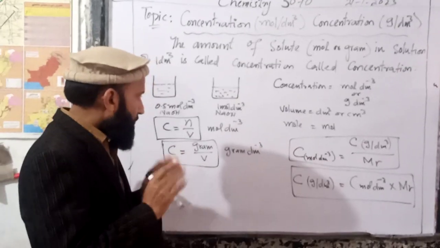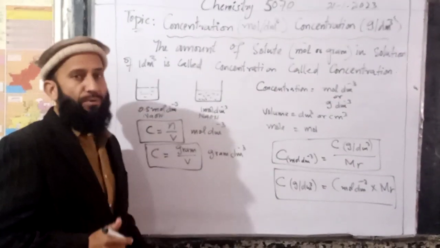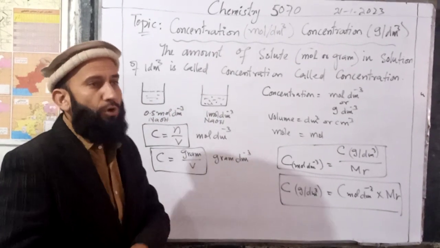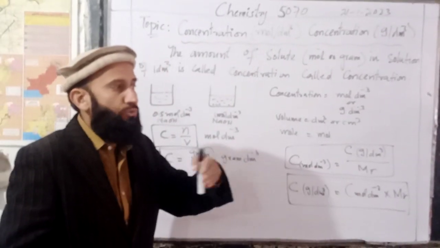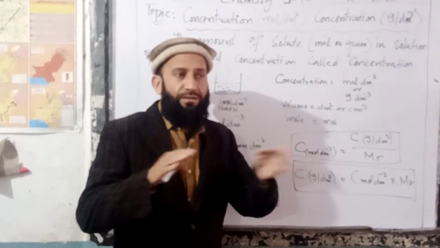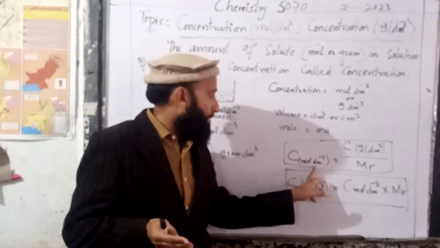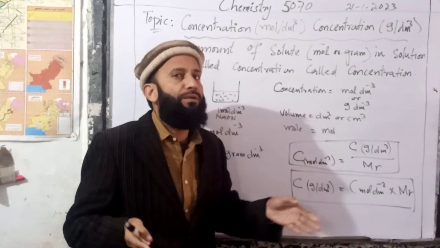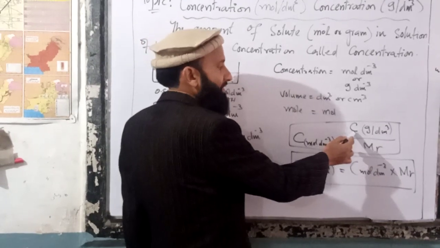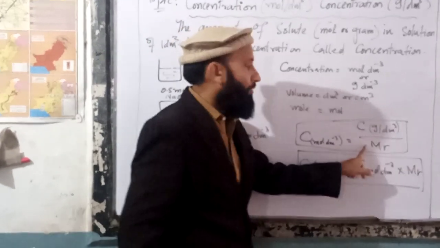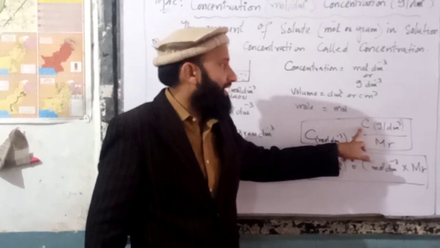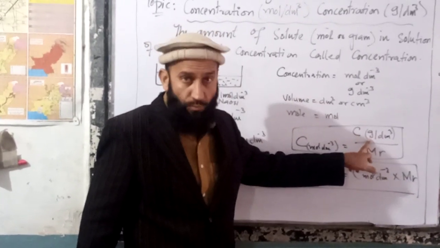Now one very important thing: this type of question will also come, where they give you the value in mole per dm cube and ask you to find the concentration in gram per dm cube. So how can you interconvert concentration in mole per dm cube and concentration in gram per dm cube? Look over here, concentration in mole per dm cube is equal to concentration in gram per dm cube over Mr of that solute. You put the Mr here and the concentration in gram per dm cube value here.